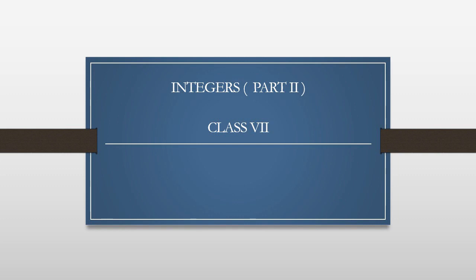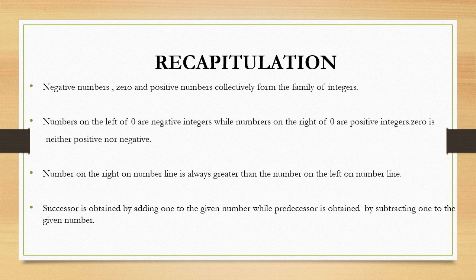Hello students, I am here with the second part of integers. In the first part, I told you about integers. Now let's go through the first part in brief. Integers: the negative numbers, 0 and the positive numbers collectively form the family of integers.